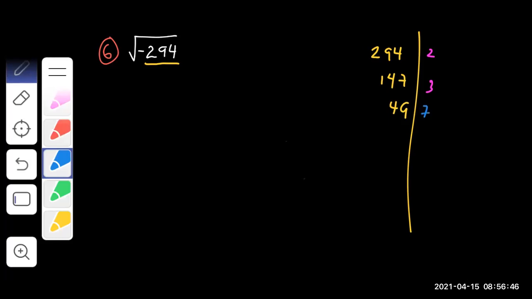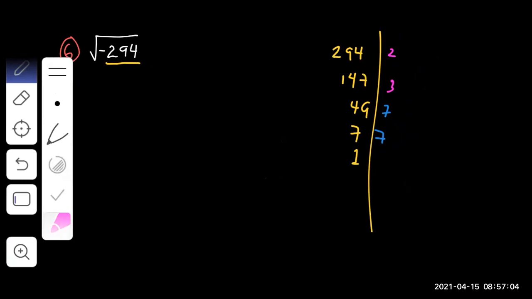The next number is going to be 7. What is the seventh part of 49? 7 times what can you get 49? 7, right? Then let's use the seventh part again, and that is going to be 1.